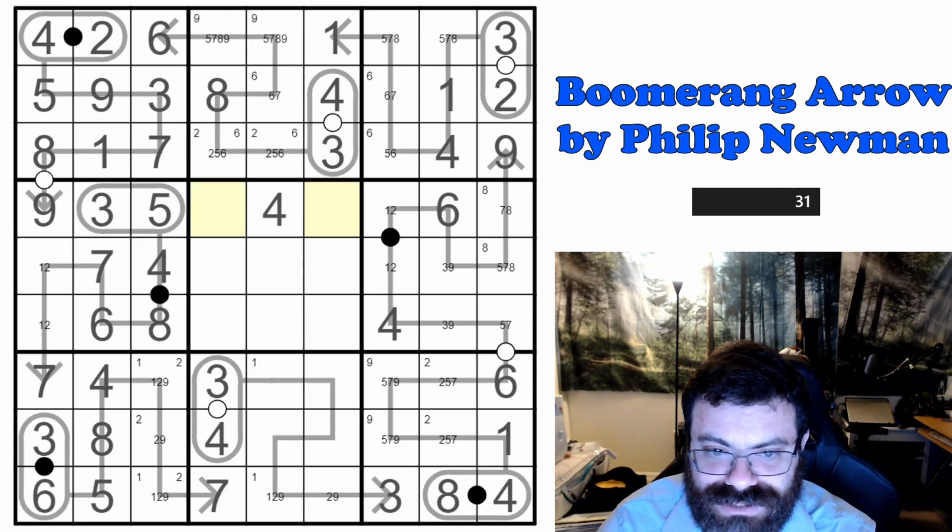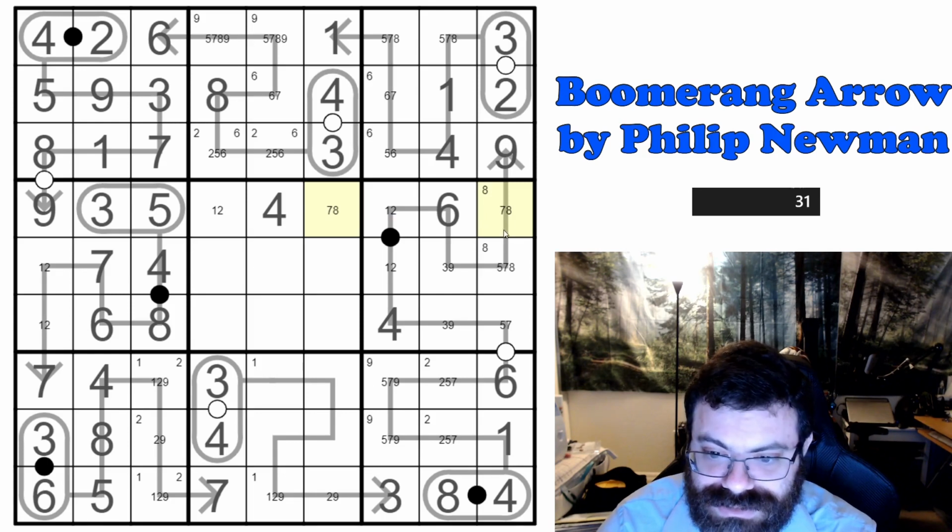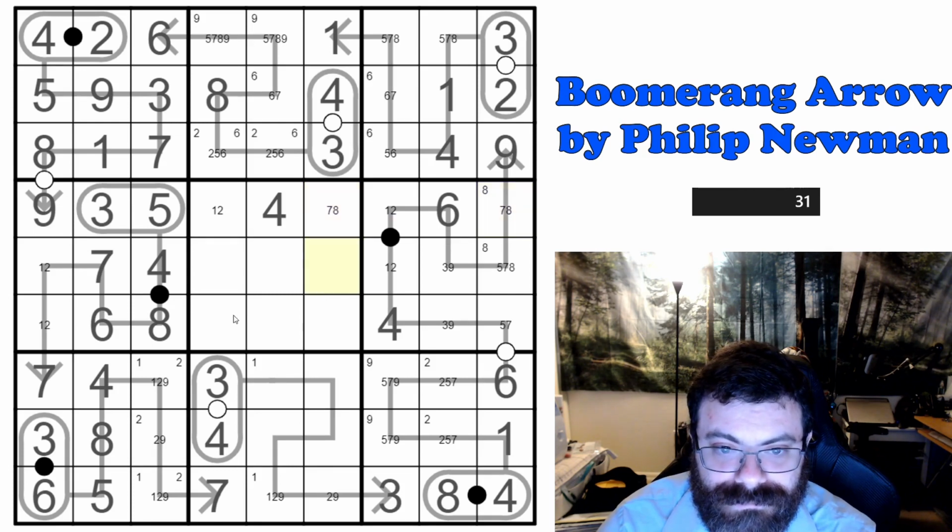So these are 1, 2, 7, 8. It's not a 1. It's not a 7 or an 8. So I got a 1, 2 pair here. So this is a 7, 8 pair. Anything see that? No. I feel like I'm just not scanning something important here. 7 sees up here. That means one of these two is a 7.